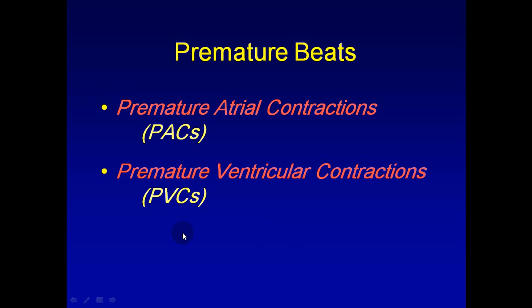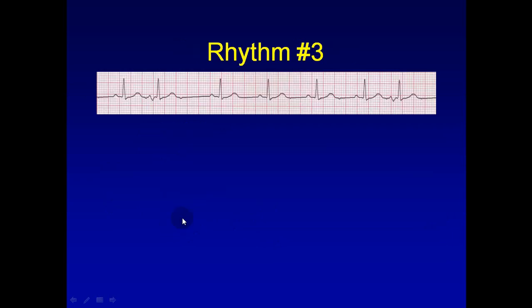So we come to the new topic: premature atrial contractions and premature ventricular contractions, also called premature atrial beats or premature ventricular beats. Look at this ECG. The rate is 70 beats per minute. If we calculate 300 over 4, it's 75, but minus a bit, so it is 70 beats per minute.